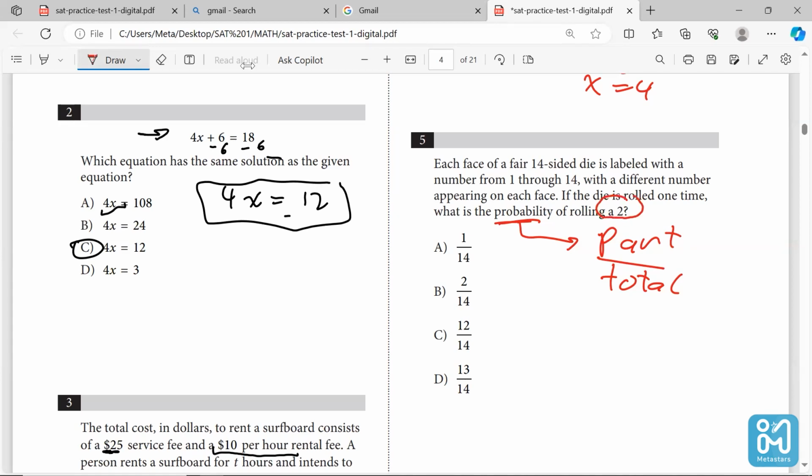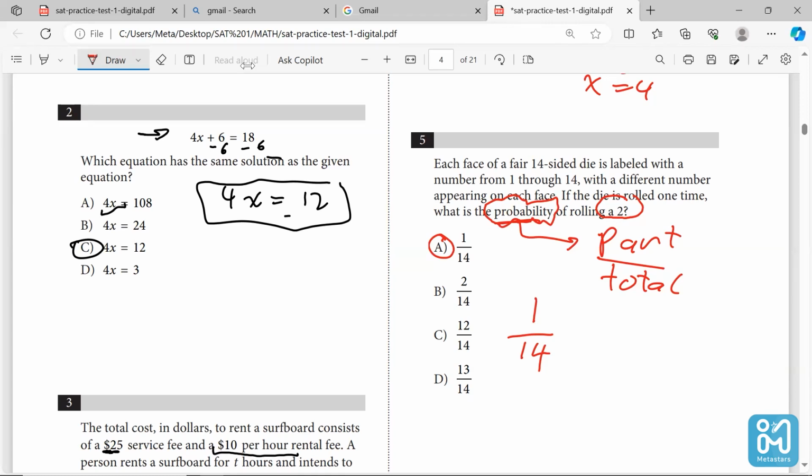Now I'm talking about what? When I drop the dice and I need the result, it's going to be what? 2. How many 2s do I have from 1 to 14? I have only 1. Over what is the total possible that you have here? I have the possible, it's 14. So my answer is going to be 1 over 14. So the keyword in this question is the probability. Probability means part over total, and that's it.